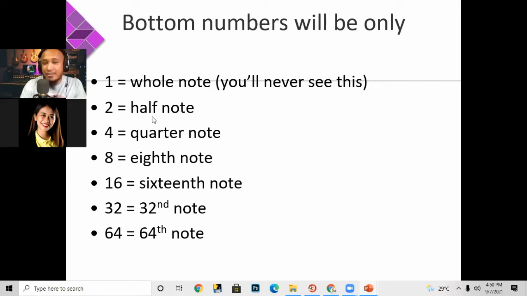1 bit din lang. Lahat to guys, 1 bit. Ang whole note, pwedeng 1 bit kapag nakita nyo is 1 sa baba. Pag 2 ang nakalagay sa baba, half note is 1 bit. Pag 4, quarter note is 1 bit. While 8, 8th note is 1 bit. 16, 16th note is 1 bit. In short, any lower number, 1, 2, 4, 8, 16, 32, 64, lahat sila 1 bit.